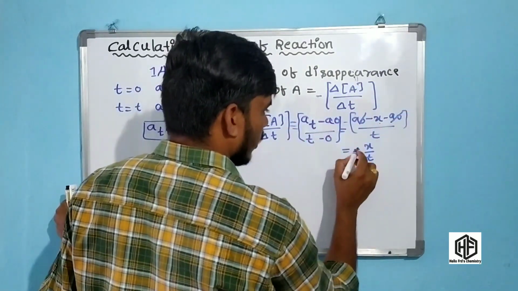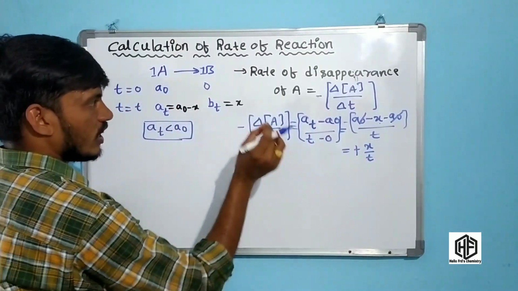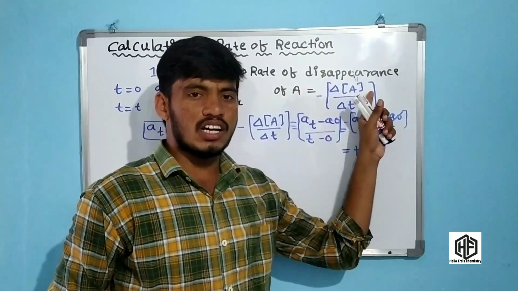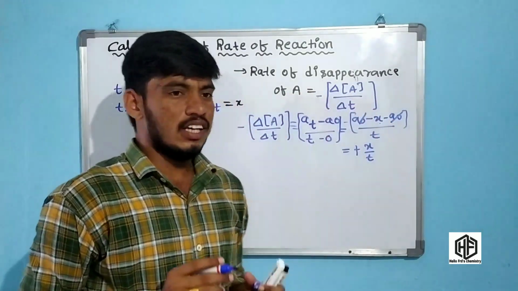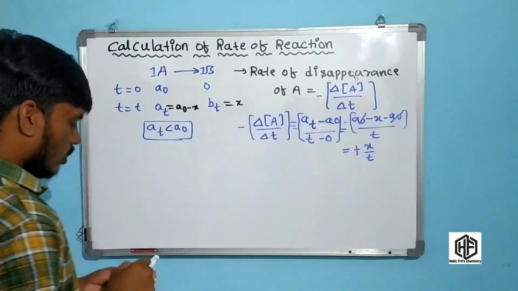What happened, friends? This value is positive. Now the rate is positive, the value is present there. Now the rate of disappearance formula: for A, it is equal to minus change in concentration of A by change in time. This is the rate of disappearance.